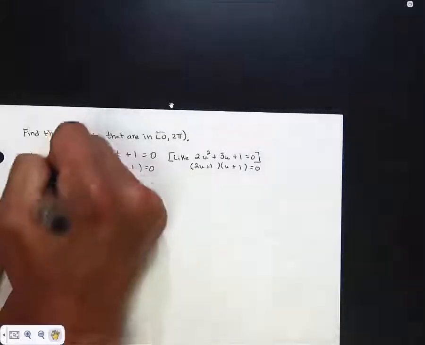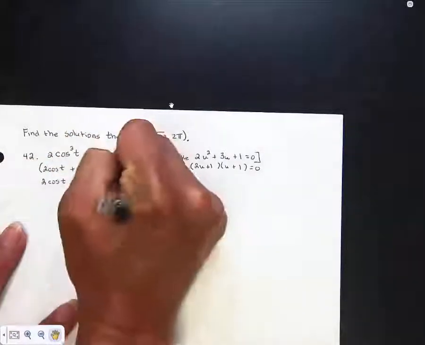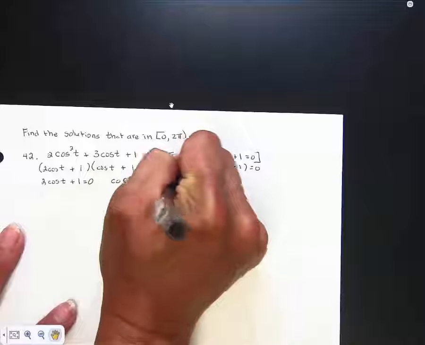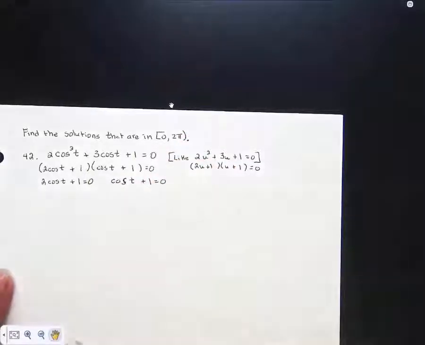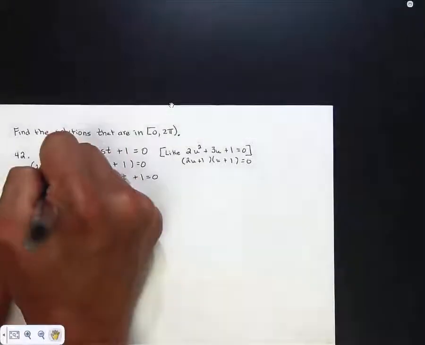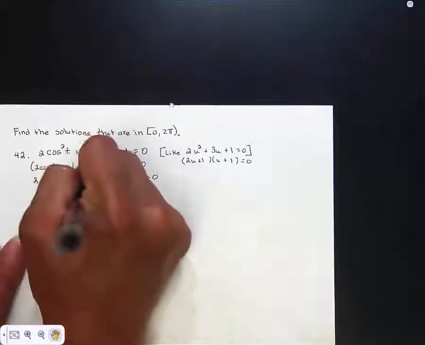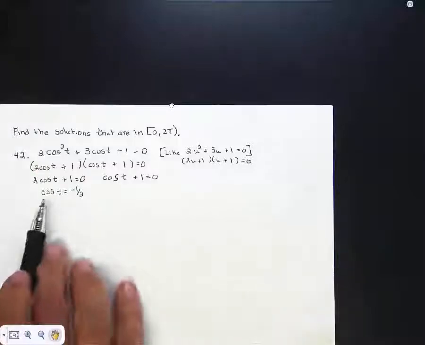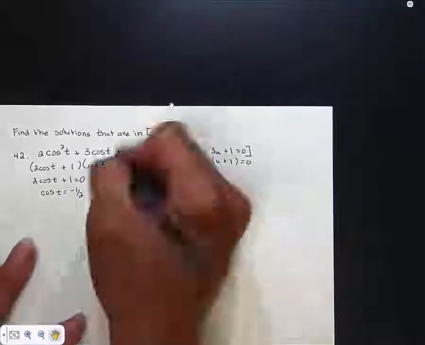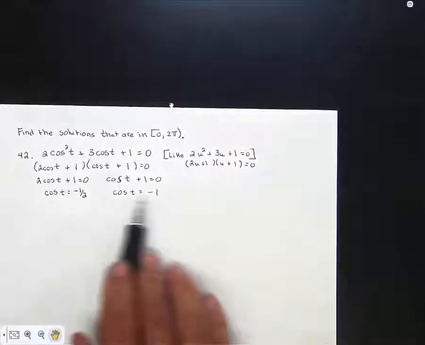When I have it factored, just set each factor equal to 0 to solve those two linear equations. The first one, I could subtract 1 and then divide both sides by 2. I'd be looking for the angles where cosine is -1/2. The second equation, if I subtract 1 from both sides, I'm looking for all the angles where cosine is -1.